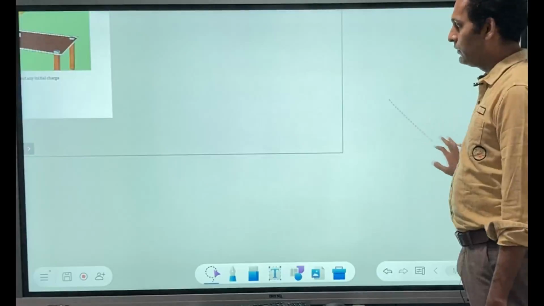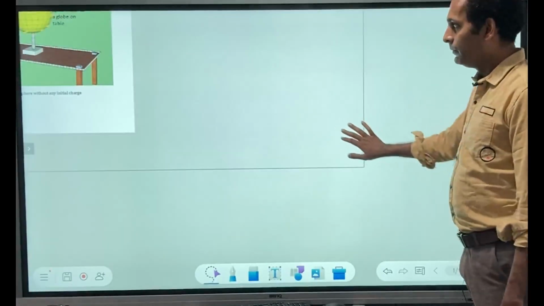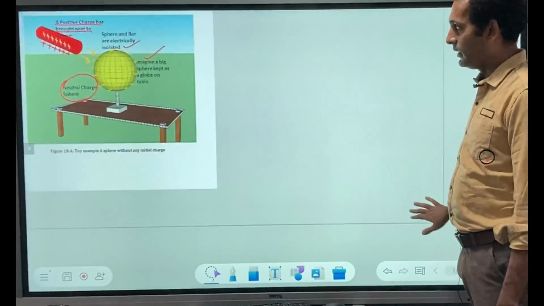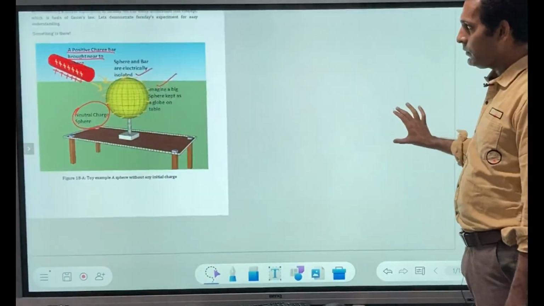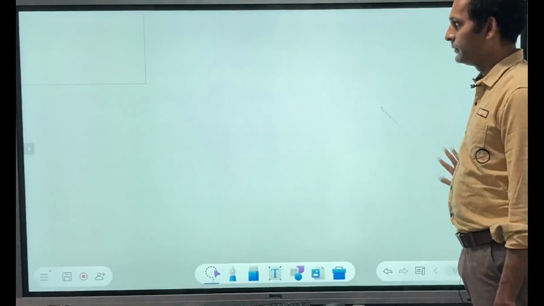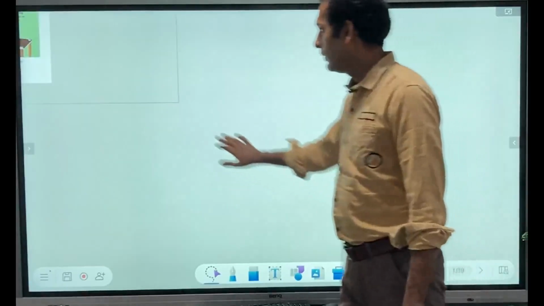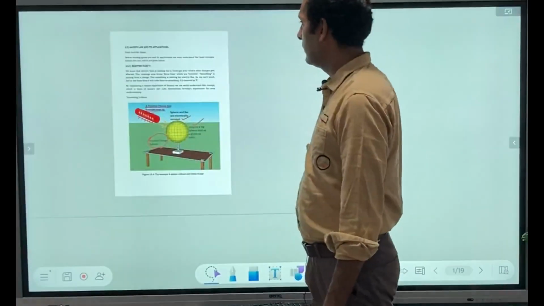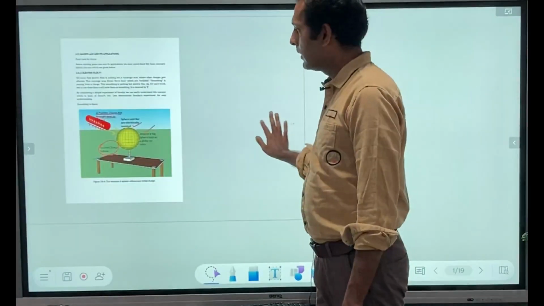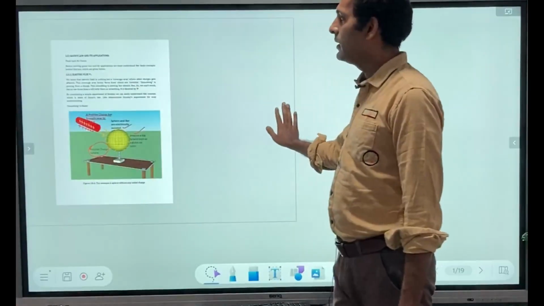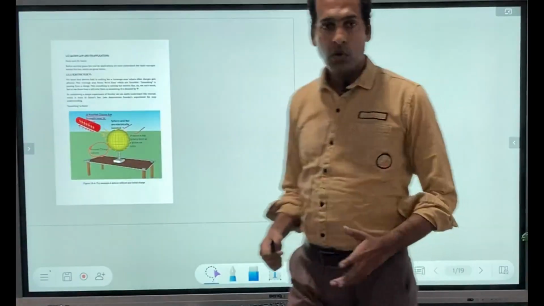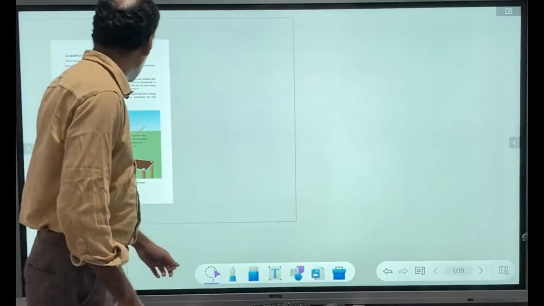What is that something which crossed the medium and reached the sphere? That is part of our discussion in this chapter. So this something is defined as flux. So it is called, say, electric flux.